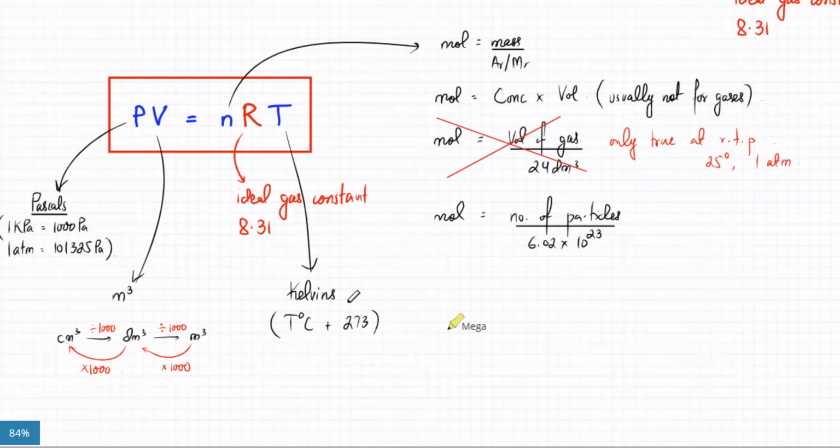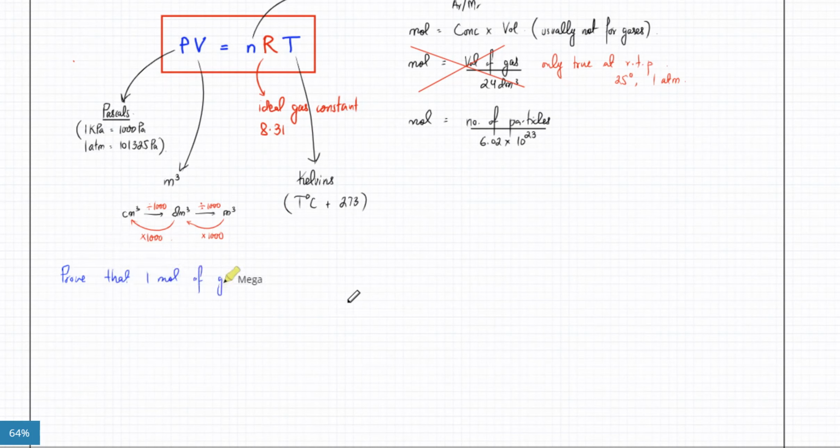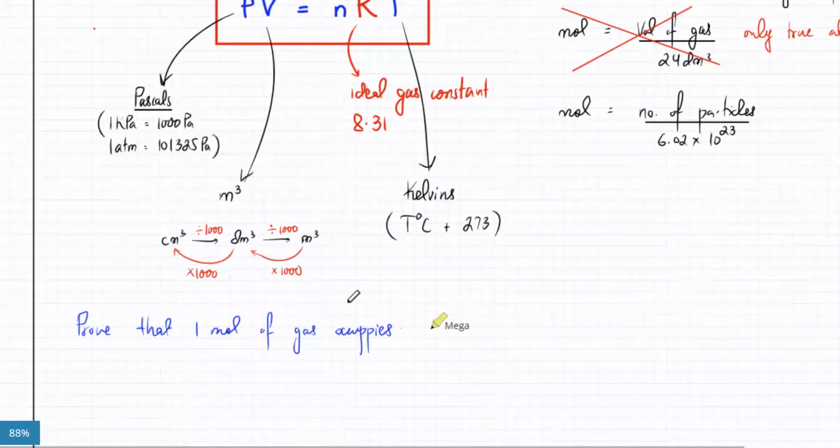So what I'm going to do is the first simple question. Let's say, prove that 1 mole of gas occupies 24 dm cube at RTP. So let's try and prove that.